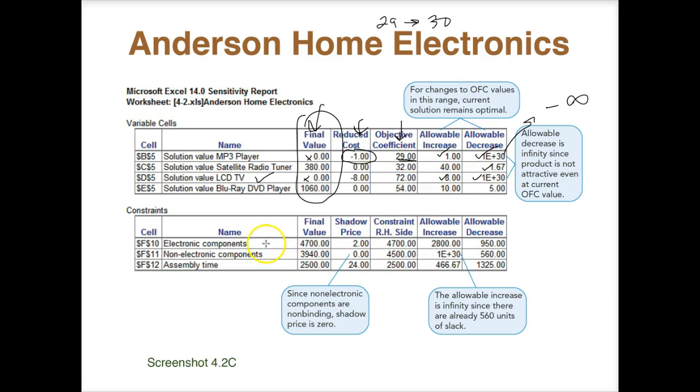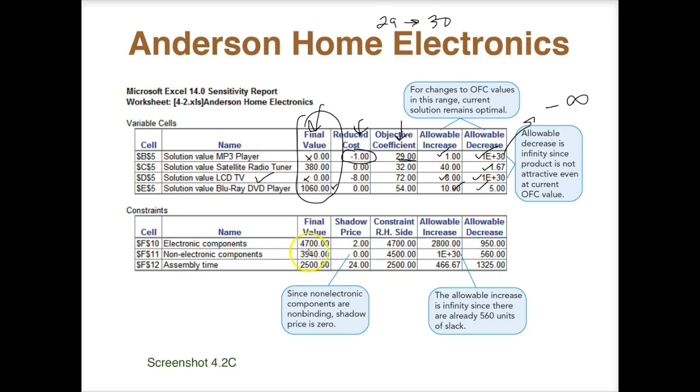And then, of course, for the Blu-ray DVD player, we see that the allowable increase to keep this amount here and to keep these solutions the same, the profit the same. We can increase profits up to $10, but we can only go down $5, okay?